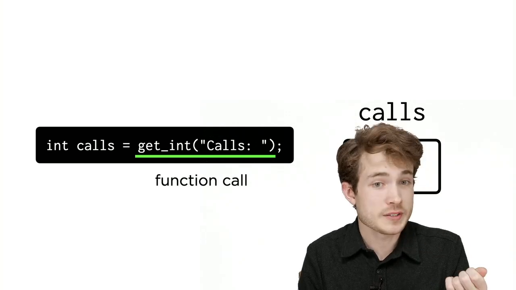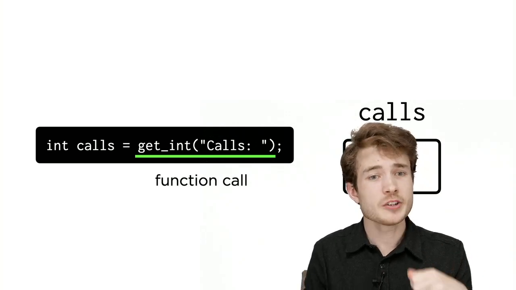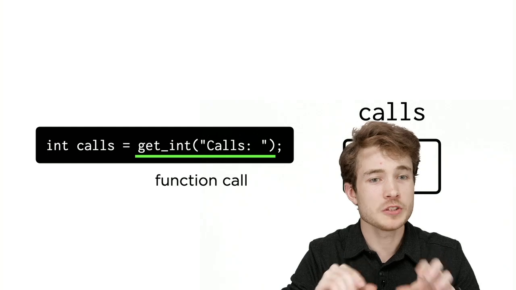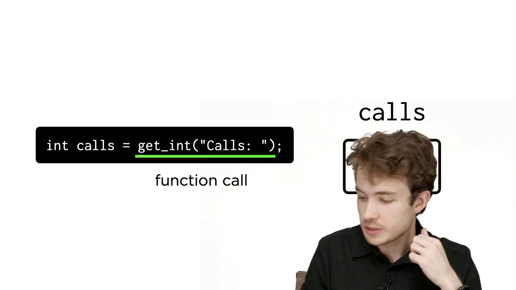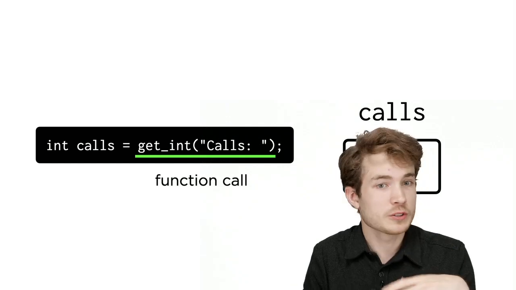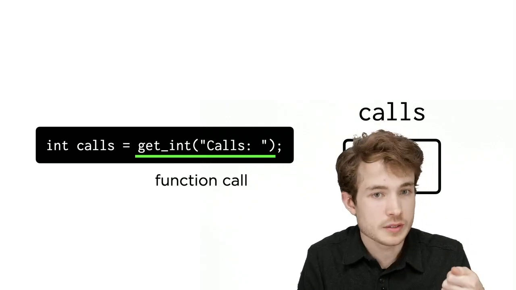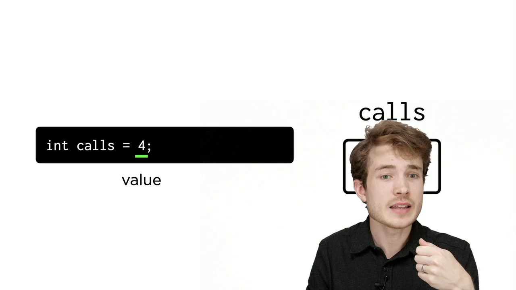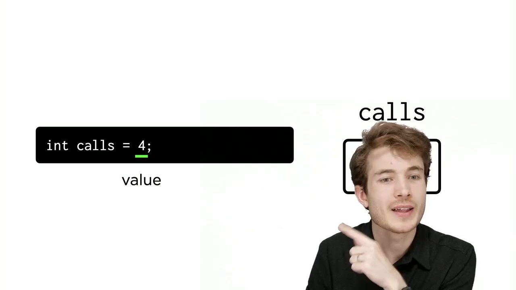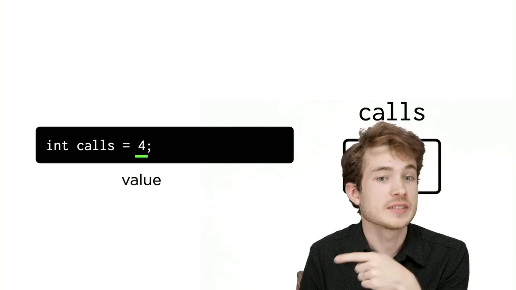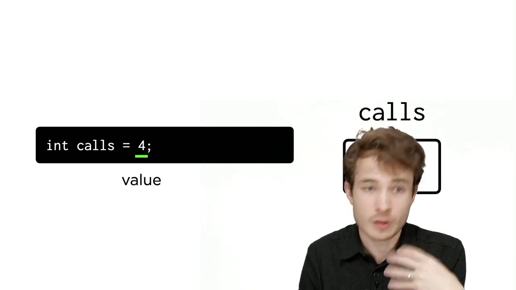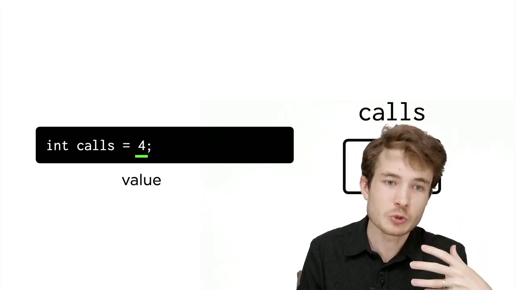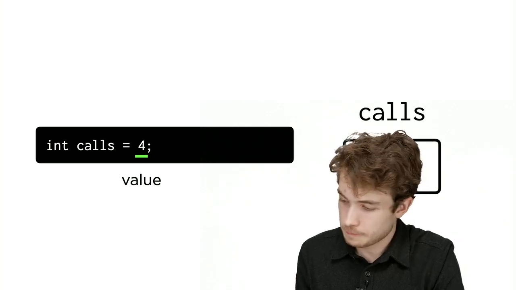Well, the whole point of getInt is that once it finishes running, it returns to us, or gives us back, the value the user entered. So let's say they enter this value 4. Well, it's kind of like saying this function runs and gets almost replaced by this value 4, such that in the end, it's almost exactly like writing some code like this: int calls gets the value 4. How do we get that? By running this function called getInt that returned to us what the user typed in.